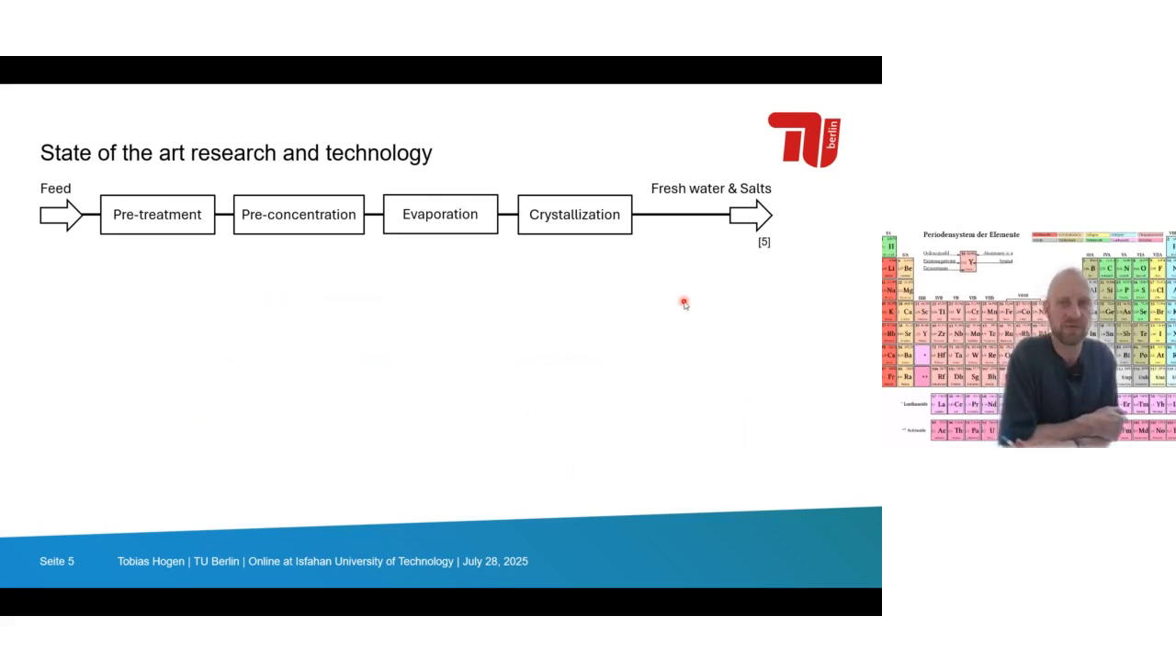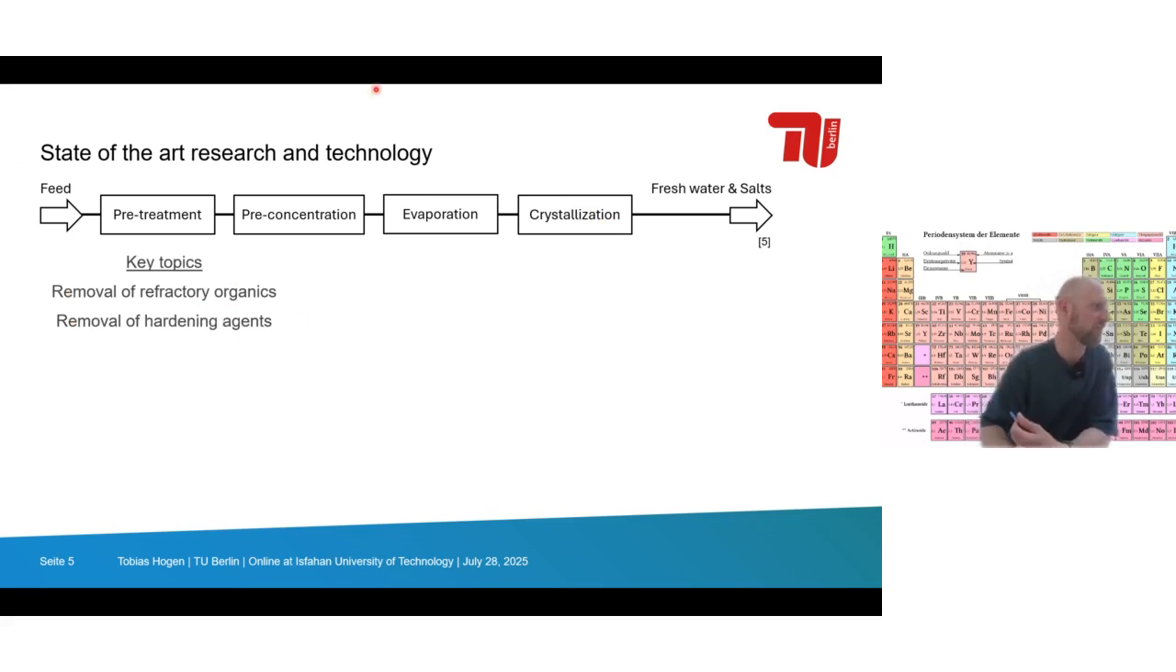One researcher who published a lot in this field of ZLD and techno-economic evaluations of these processes is Panagopoulos, and he proposed to structure these processes in four parts: pre-treatment, pre-concentration, like with reverse osmosis, evaporation, so the thermal concentration part, and crystallization. The key topics that are reported, on the one hand, removal of refractory organics, removal of hardening agents. These can all be referred to the pre-treatment.